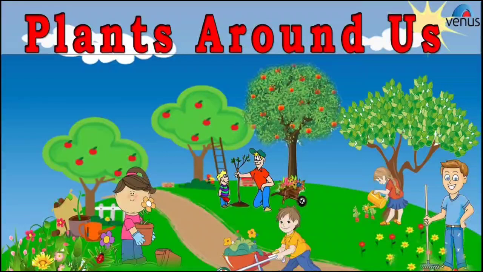Today, we are going to learn Lesson 5, Plants Around Us. The world is green because plants are everywhere. Look at the picture. What do you see in the picture? There are different types of plants, small and big. Plants are living things. But they cannot move from one place to another.